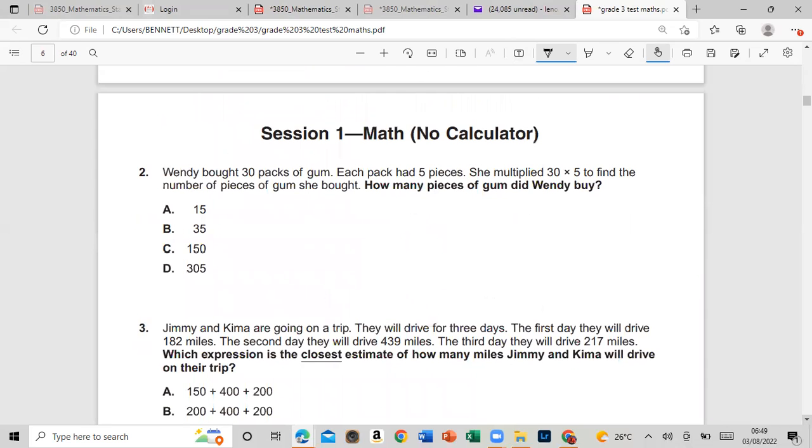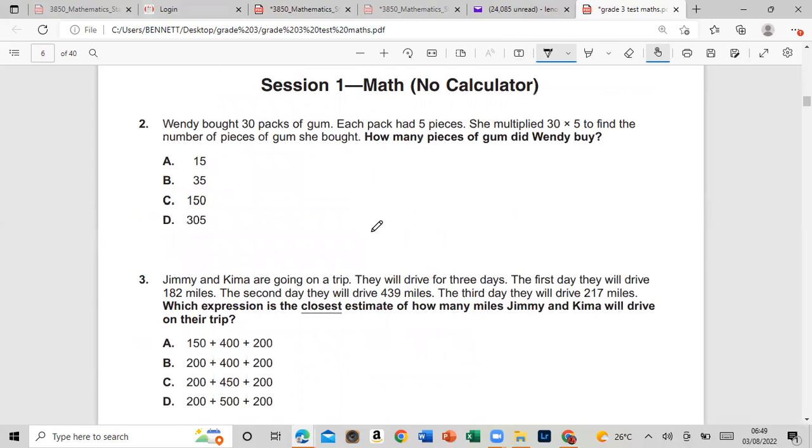Alright, question 2. It says, Wendy bought 30 packs of gum. Each pack had 5 pieces. She multiplied 30 times 5 to find the number of pieces of gum she bought. How many pieces of gum did Wendy buy? So you are supposed to find the product and type in the answer right away. Is it A, 15? Is it B, 35? Or is it C, 150? Or is it D, 305?